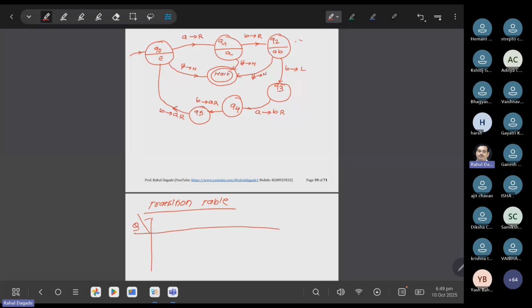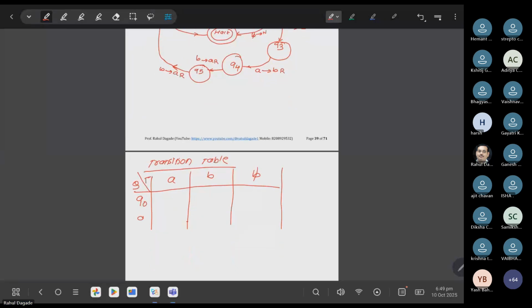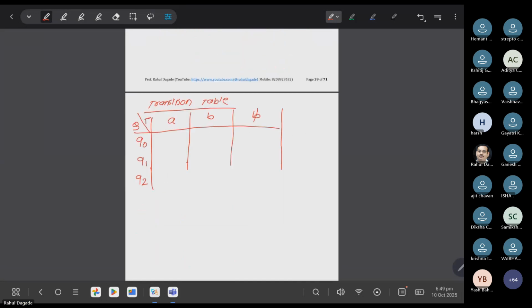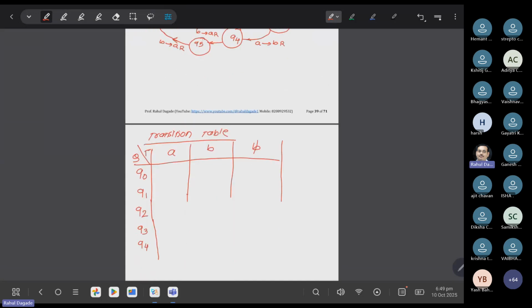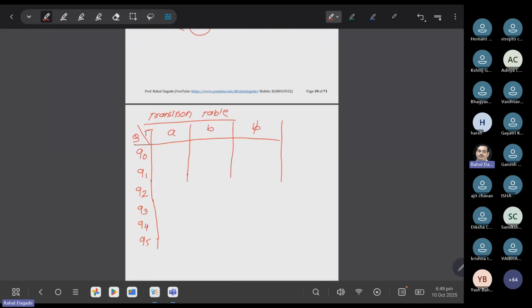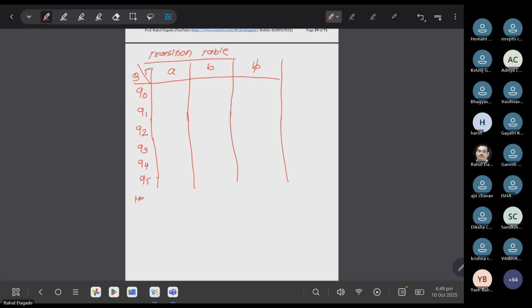Q cross tau. So which are the input symbols? So input symbols are A, B, and blank. And which are the states? Q0, Q1, Q2, Q3, Q4, and Q5. And finally, we have a halt state, halt.